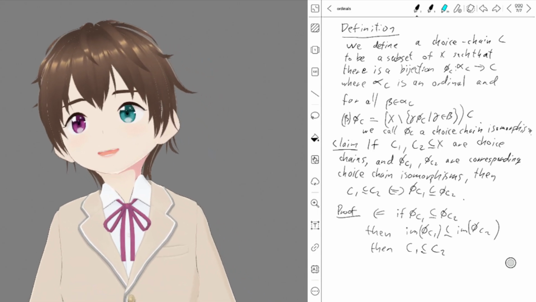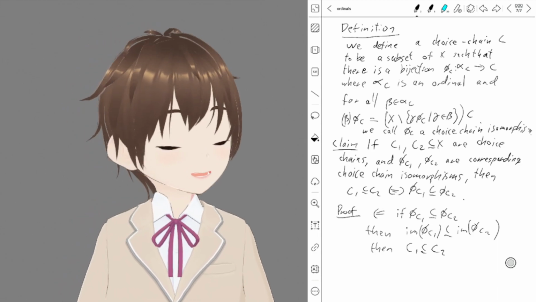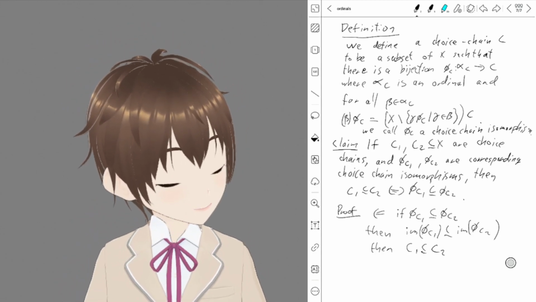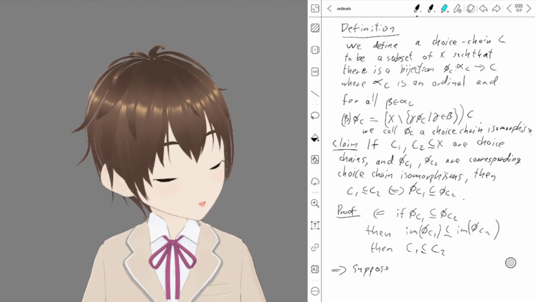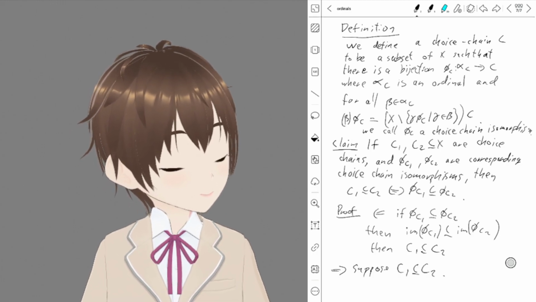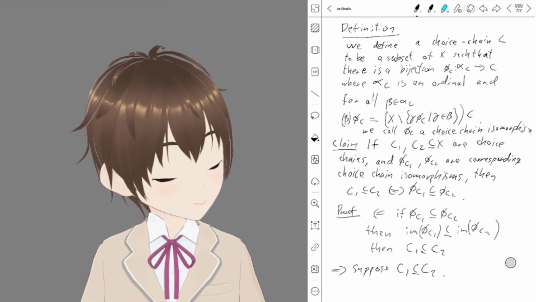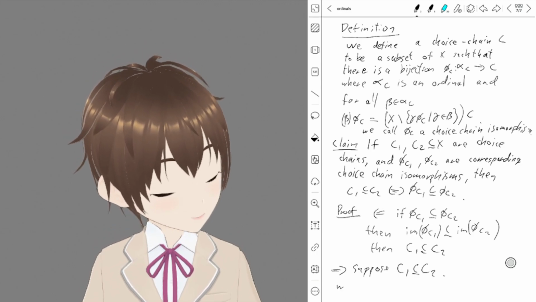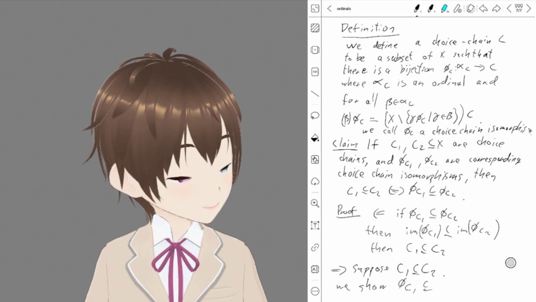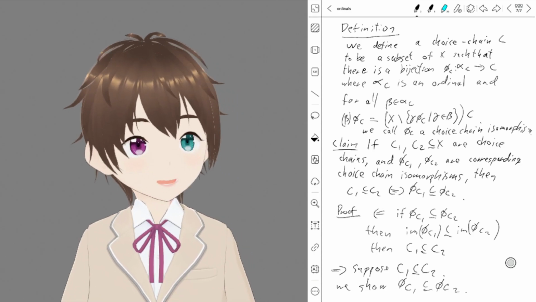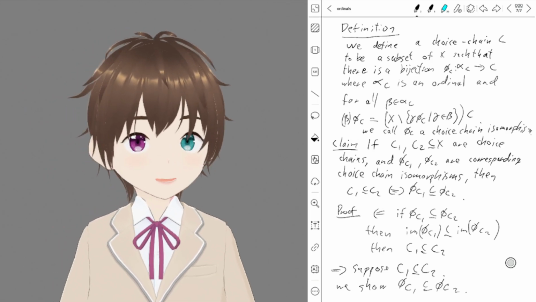But why is it the case that if I have two comparable choice chains and any choice chain isomorphisms for them, then they're comparable? This is harder. So now I suppose that C1 is a subset of C2, and I want to prove that phi C1 is a subset of phi C2. So we show that phi C1 is a subset of phi C2. This will imply that for a fixed C1, the isomorphism is unique, by the way, using containment both ways.